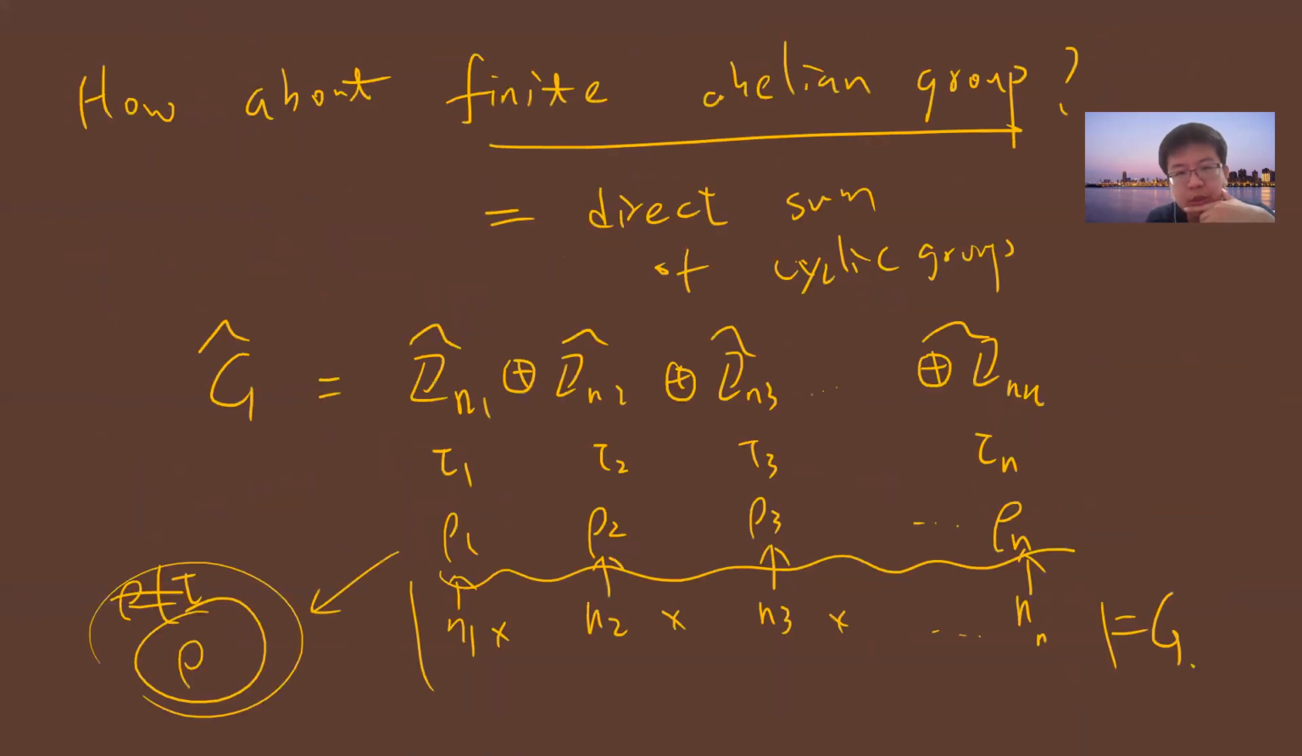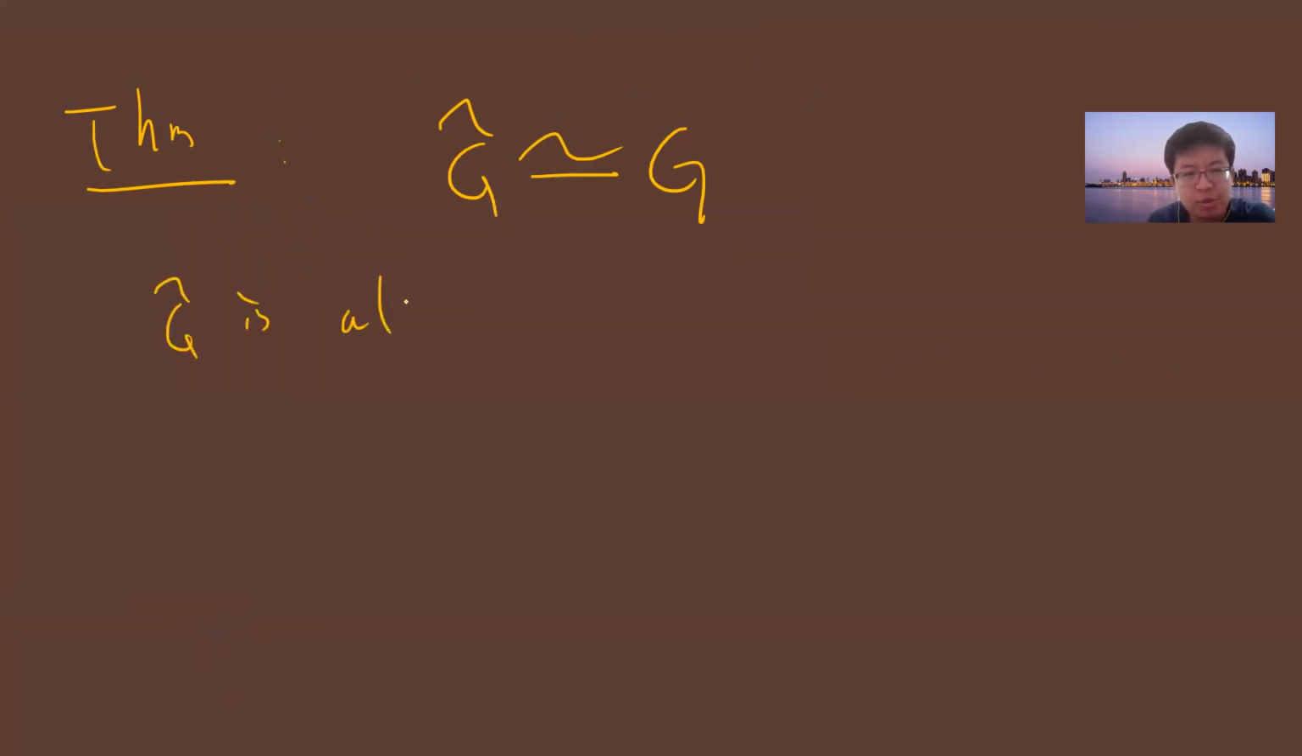But let me mention an interesting thing which you might notice, is that in the finite abelian group, we have already seen that G hat is isomorphic to G. So which means that in this case G hat is also a group. But what is the group operation? So what is the group operation?